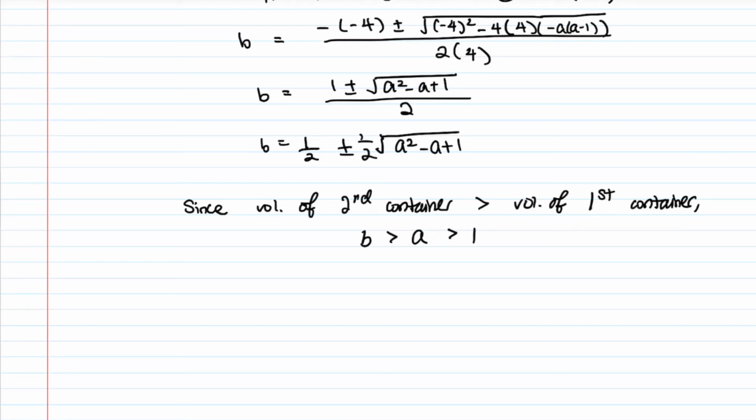The question already said so. So your answer can only be one answer, it cannot be the negative. Therefore b will have to be equal to half plus half of root a squared minus a plus 1. You reject the negative because your b is more than your a and a is more than 1. So there's only one possible answer. If your answer is a negative, that means your b will already be less than the value of a, which is wrong. So that's all for this question.